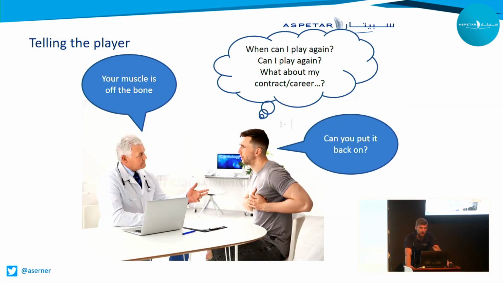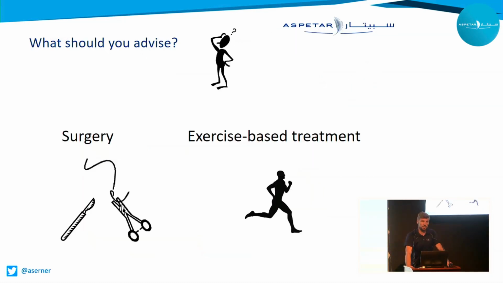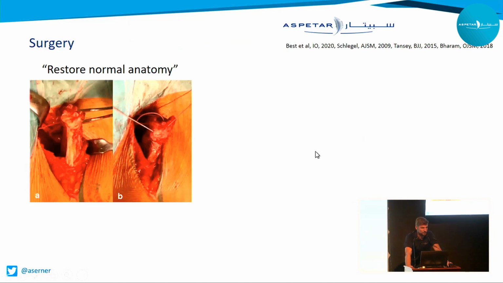But in many cases, what will come out of the player's mouth is, can you put it back on? All right, your muscle is off. Can we put it back on? All right, we want to know that. So, of course you can. But is that the best option? So what are you gonna tell the player? Should you go straight for surgery, put the muscle back on, or should we try with an exercise-based treatment? So I'll go through a little bit about the different options.